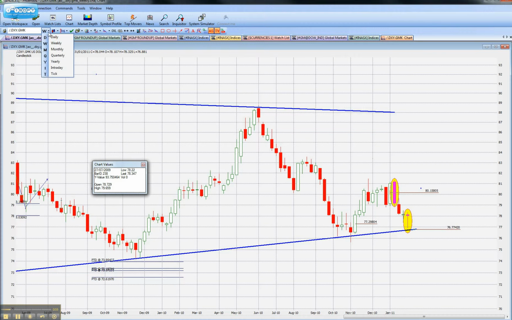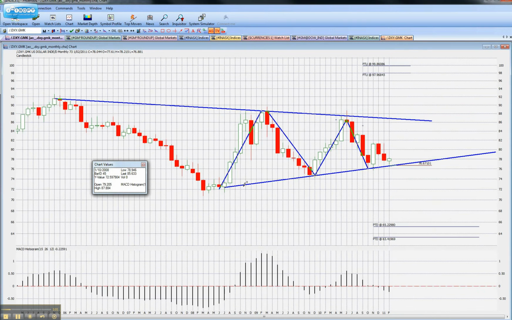Now when I go to the monthly, it will confirm with you, because we are in this wedge, and we've been in this wedge ever since May 2008, and it's just come off the bottom of it. So the chances of this reversing are quite high, and it looks like it might come off this and go forward, but that's not to say that it will.